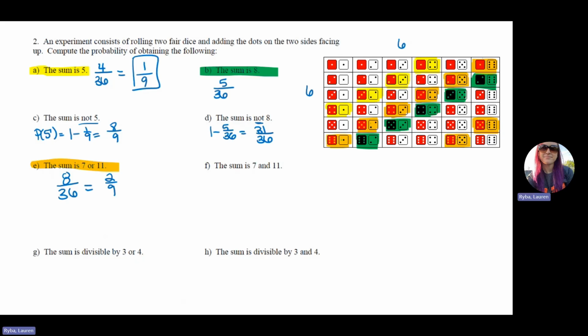Right. F says the sum is 7 and 11. We have to think about what we're doing here. We are picking up a pair of dice and rolling it one time. Is it possible in a roll to get both a sum of 7 and 11 at the exact same time? No, okay, not possible. I cannot do this, so the probability is 0. I am only rolling the die one time, so that cannot happen.